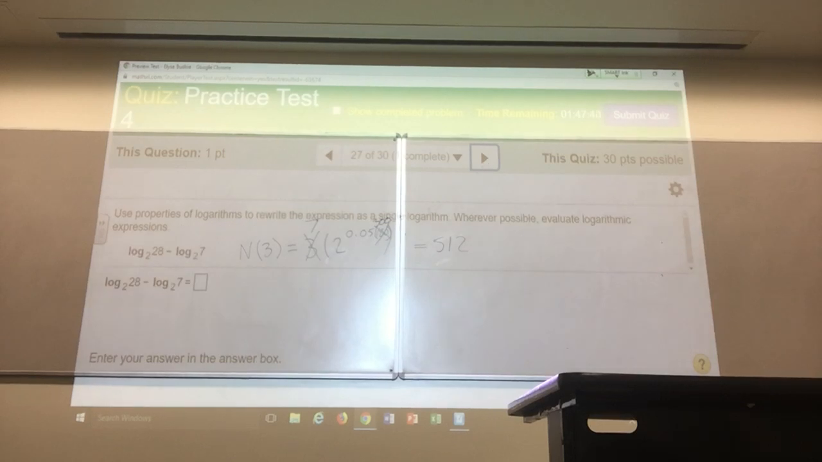Well, because this is just division of the insides, right? 28 divided by 7 is just 4. So it would be log base 2 of 4. And then 2 squared is 4, so the answer is just 2.